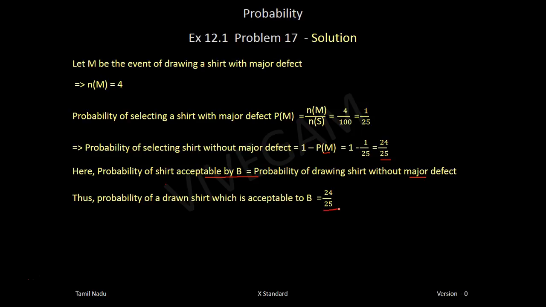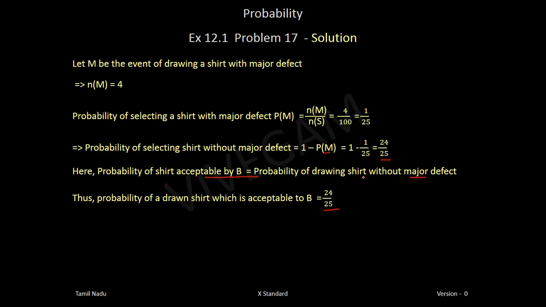Another way of doing this problem. We know the number of good shirts is 88. We know the number of shirts with minor defect is 8. Minor defect is acceptable to B because B says he will not accept only shirts with major defect. Minor defect is okay for him. So the total number of shirts acceptable to B is 88 plus 8, that is 96. So the probability of a drawn shirt acceptable by B is 96 by total number of shirts, which is 100. So 96 by 100, that is also 24 by 25. So there are two ways of doing it, okay? But this is the easier way of doing it.